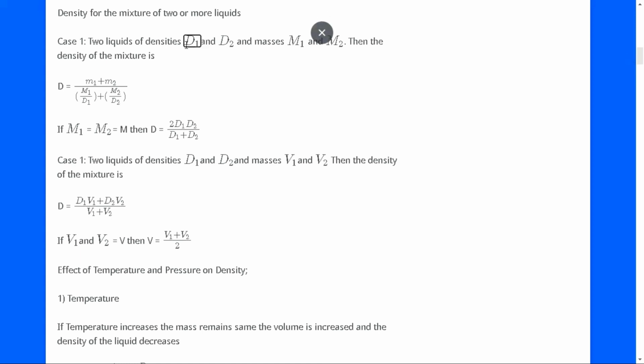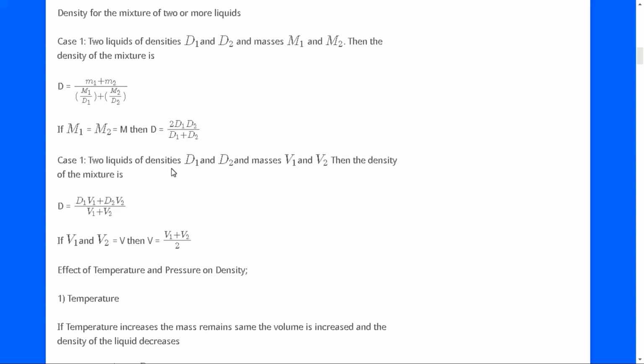Now here D1 and D2 are the two liquids and the masses are M1 and M2. The density of the mixture is (M1 plus M2) upon (M1 by D1 plus M2 by D2), because volume is equal to mass by density. What happens if M1 is equal to M2 is equal to M? Then the final density D is equal to 2 D1 D2 upon (D1 plus D2).